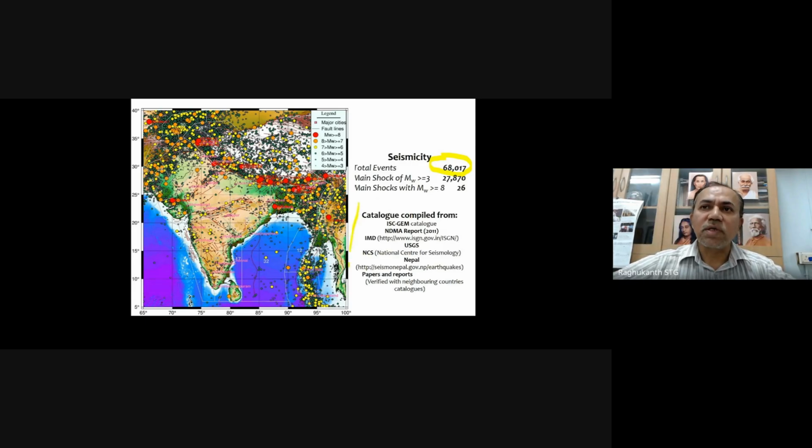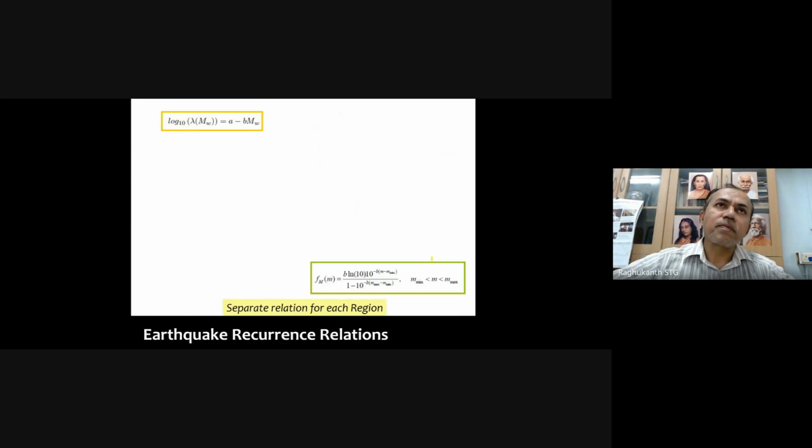So these are some of the sources. The catalog is already available online on the NDMA website. We posted this catalog long back. And for Nepal and others, we have taken data from their official government websites.